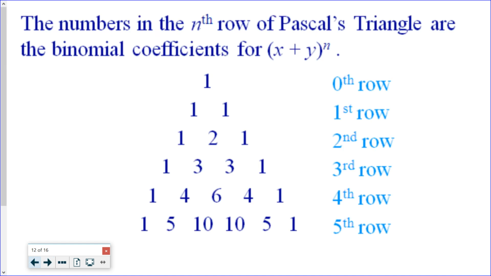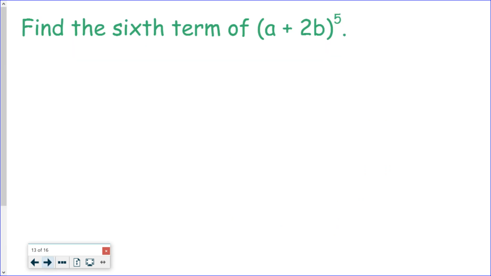I'm going to go back to Pascal's triangle. That means I'm going to be on the fifth row. I want the sixth term, so 1, 2, 3, 4, 5, 6. So my coefficient is going to be 1 times. Now yesterday I was doing them vertically. I'm going to do it horizontally today. It's going to be the first term to some power times the second term to some power.